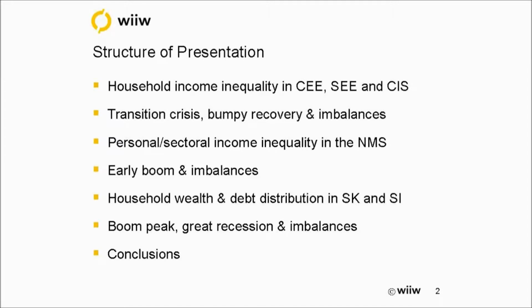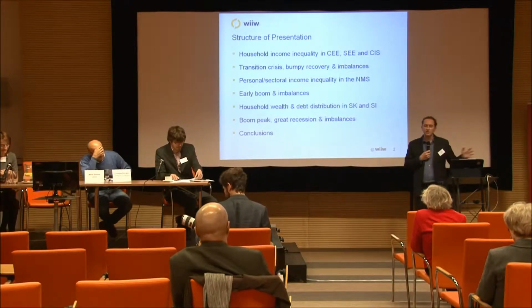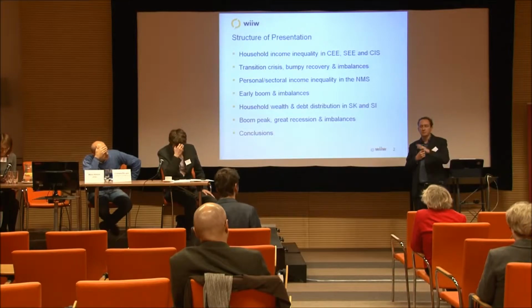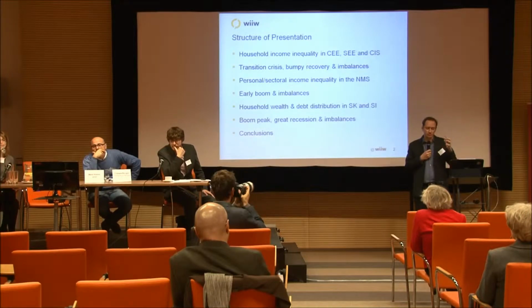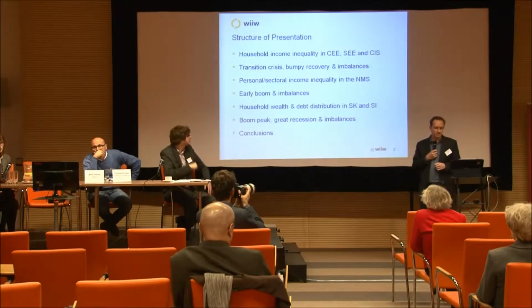The structure of the presentation is as follows. I will say something about the development of household income inequality in Central and Eastern Europe, in Southeastern Europe, and in the CIS economies. I will focus on the macro imbalances in terms of current account balances, or rather imbalances. First, during the transition crisis, the period of bumpy recovery, the late 90s, the Russian crisis, the many banking crises that occurred in the region. Then there will be an excursion on personal and sectoral income inequality in the new member states. Then again, imbalances in the early boom period.